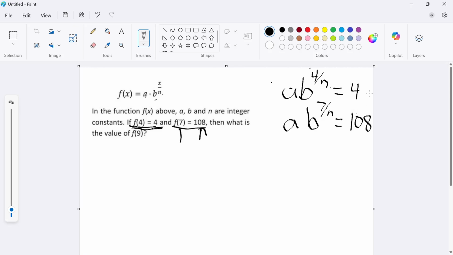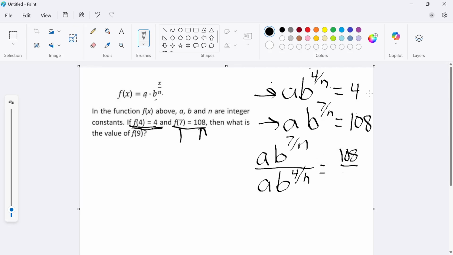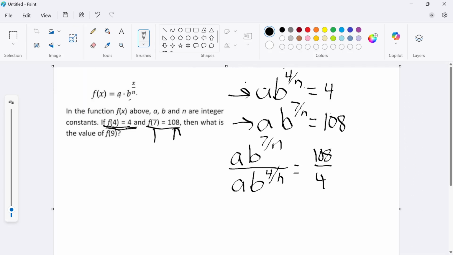Now this is something that you sometimes do for simplifying: try to divide equations. I'm going to divide this one by this one, the bottom by the top, and both sides. So a times b to the 7 over n divided by a times b to the 4 over n equals 108 divided by 4. And if you do that on a calculator, you will find that that's 27. The a's cancel out.